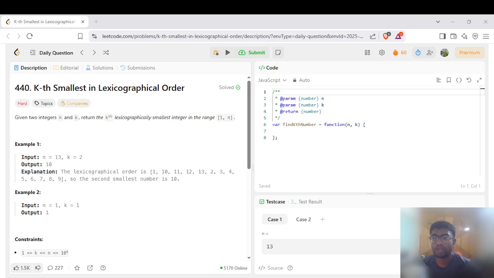Let's look at today's Leetcode problem 440, kth smallest in lexicographical order. Before starting this problem, let us look at a motivational quote for today.